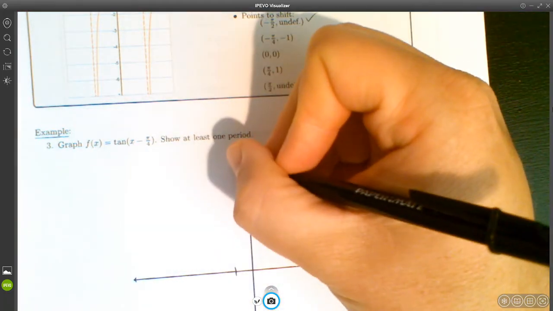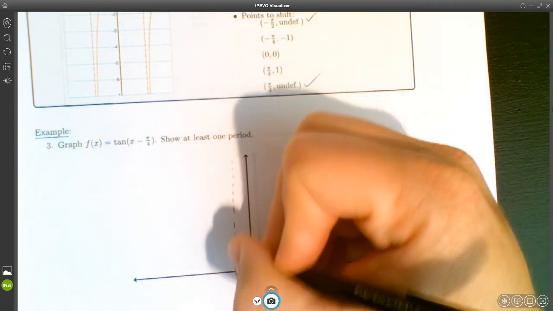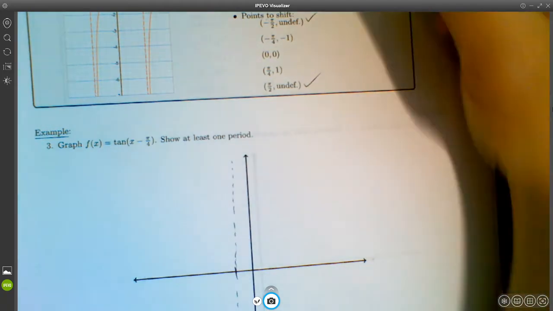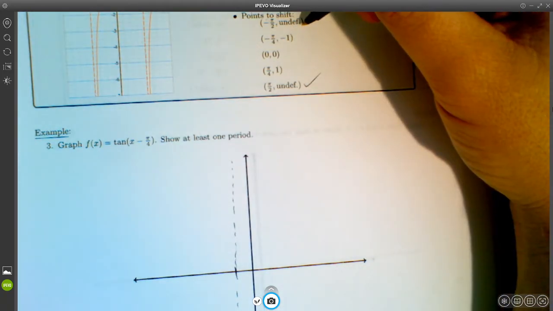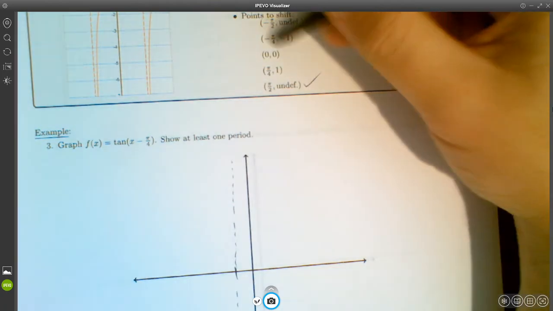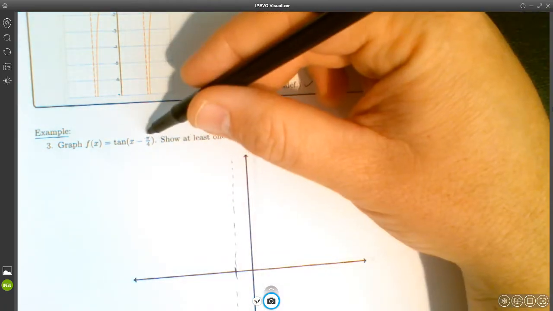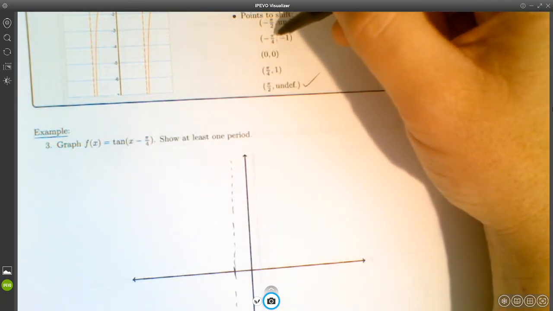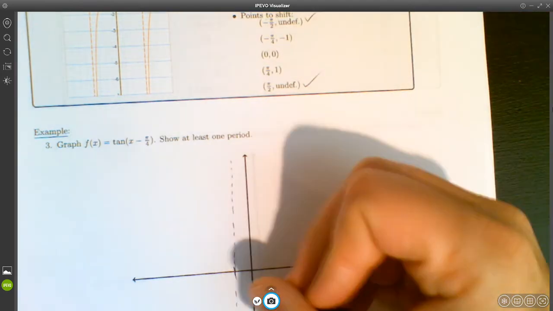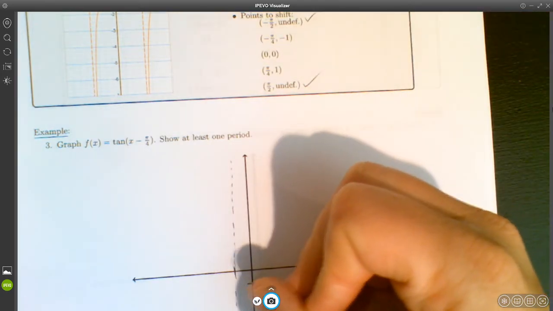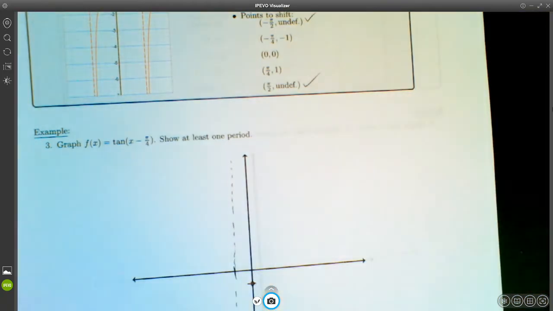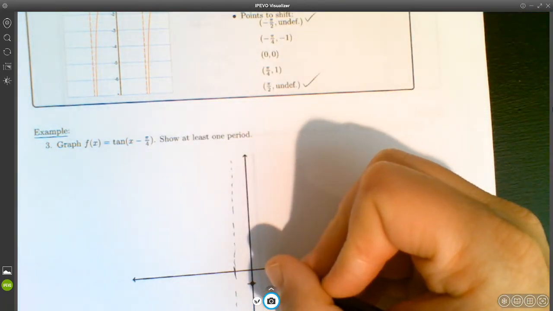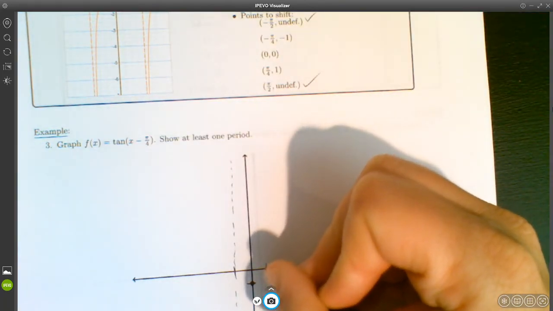So we have an asymptote at negative pi over 4. And then this point here is going to be shifted again right pi over 4 units. So we're going to add pi over 4 to the x coordinate here. Negative pi over 4 plus pi over 4 is, of course, 0. So we're going to have the point 0, negative 1 on the graph. Adding pi over 4 to the x coordinate here, we're going to have pi over 4, 0. So pi over 4, 0 is on the graph.